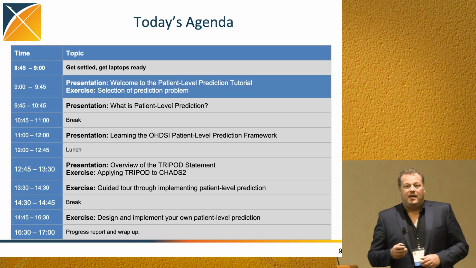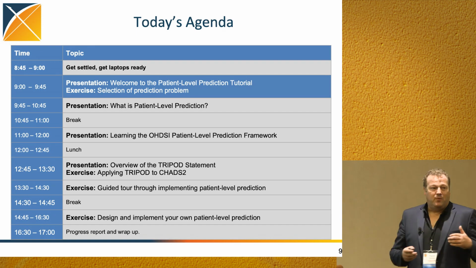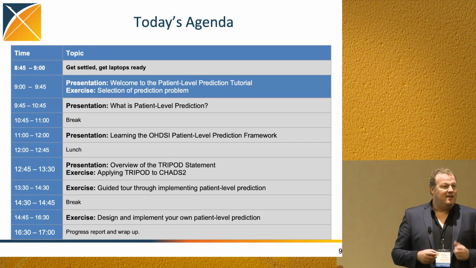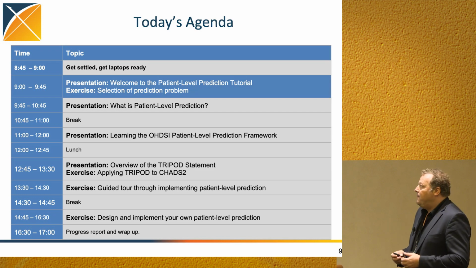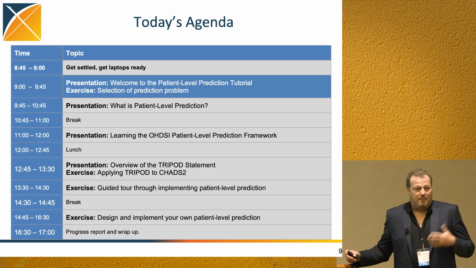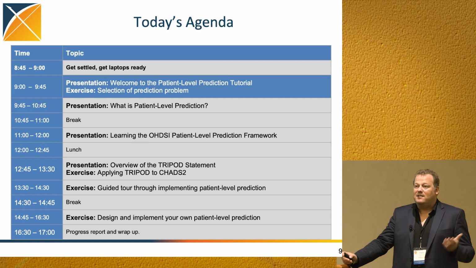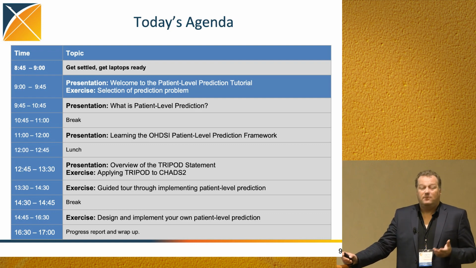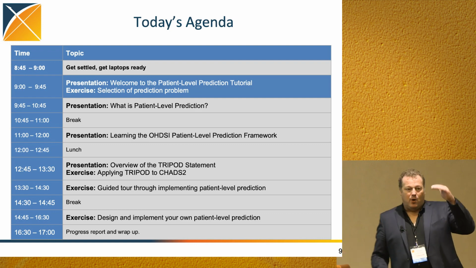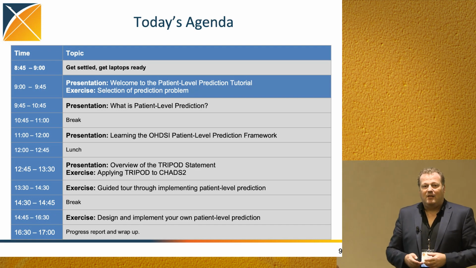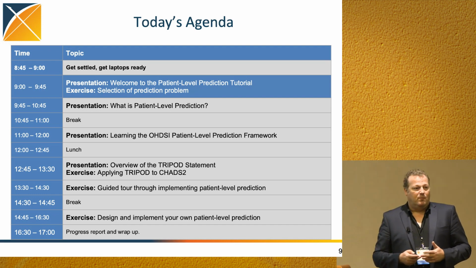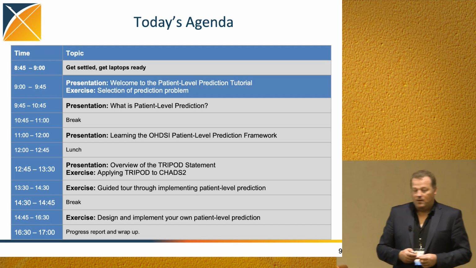The agenda of today starts with the thing that we did yesterday, asking a question. You have to think about a clinical question. Then I will give you some background on patient-level prediction, what it is, and also what it's not. And then we will go through the framework. Jenna will go through all the functions and all the functionality that we have in the framework, and you will be playing with it yourself as well on the virtual machines that were made available by Amazon.